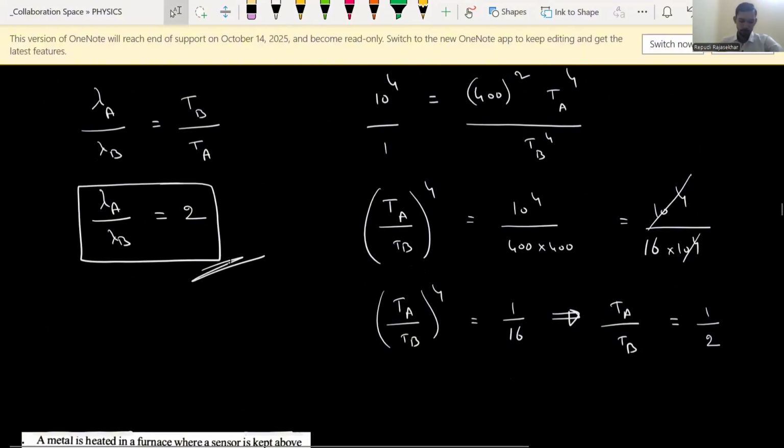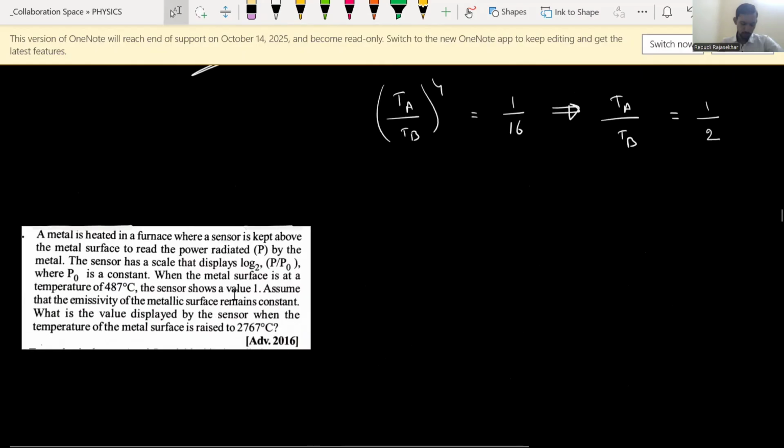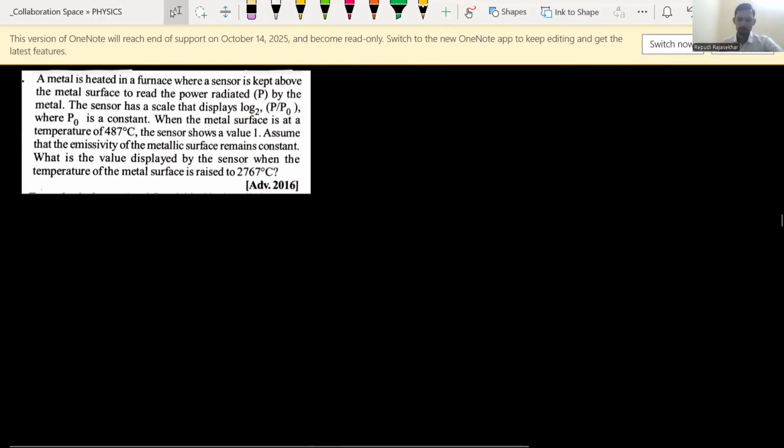Now the next question is from 2016. Just read the question once. A metal is heated in a furnace where a sensor is kept above the metal surface to read the power radiated P by the metal. The sensor has a scale that displays log base 2 of P by P naught, where P naught is a constant.